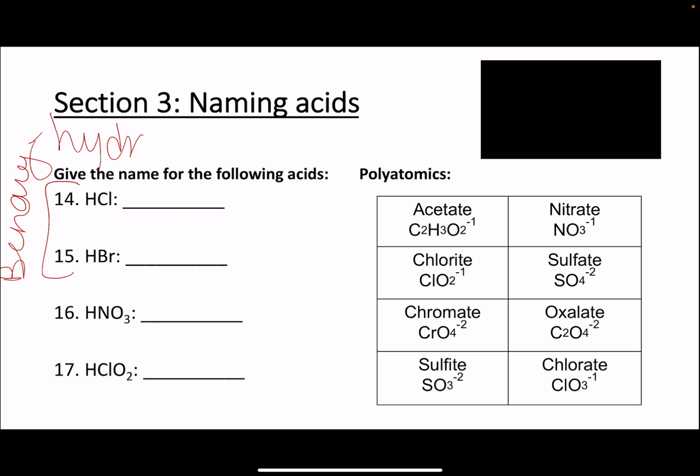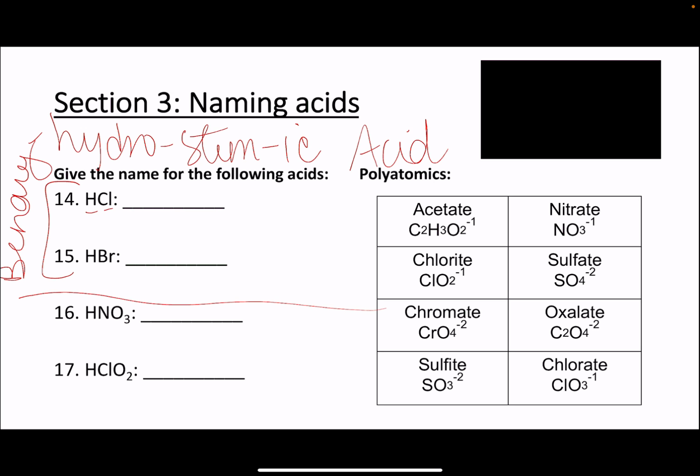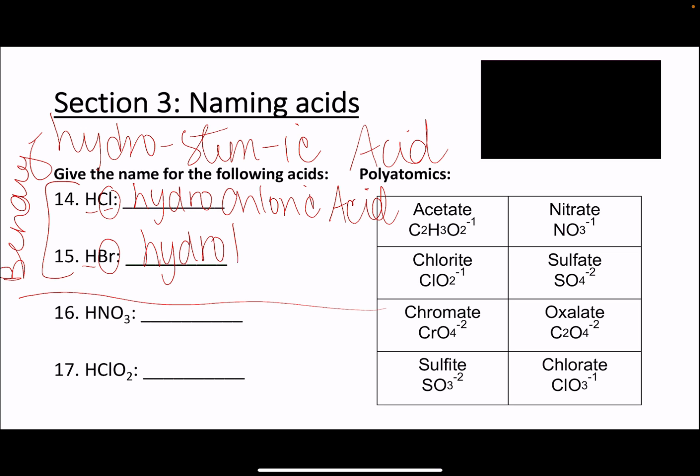Now, if we're doing the reverse, remember if we have binary, aka 2 elements, we're going to use the prefix hydro, its stem, or its root word, and then ic, add acid as its last name. So if we see HCl, we're going to have it as hydro, the stem for Cl is chlor, and its ending is ic. So hydrochloric acid.